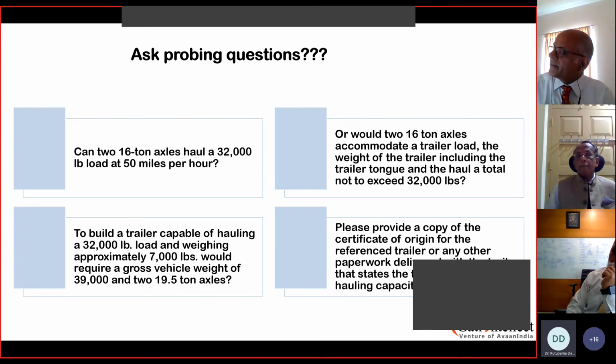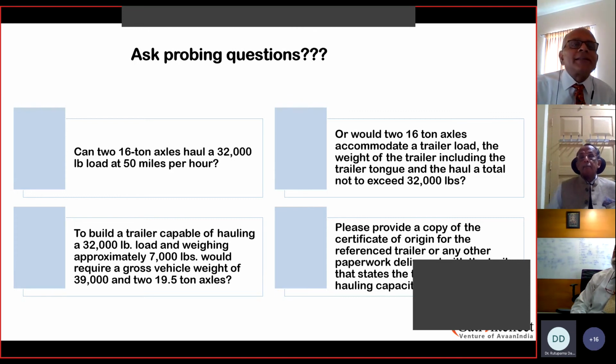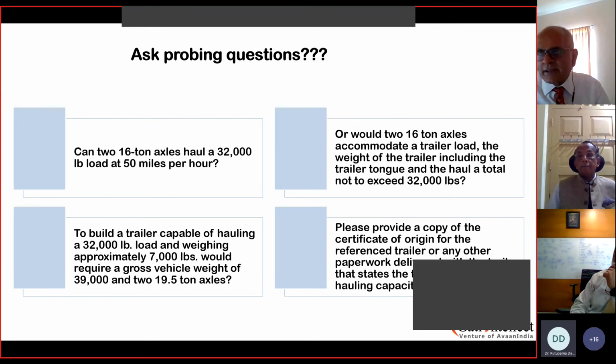has sort of cleared the air on some of these probing questions also, because Captain Yogesh talked about the axles, determining the number of axles, the wheel bases, etc., determining how much capacity a truck or the payload that it can carry from one place to the other. And he also spoke about whether two 16-ton axles can haul a 32,000 pound load.